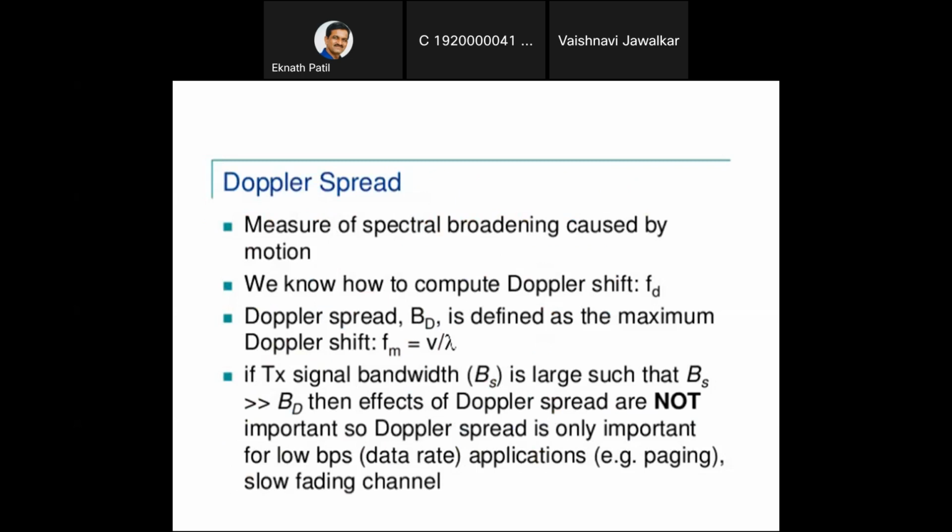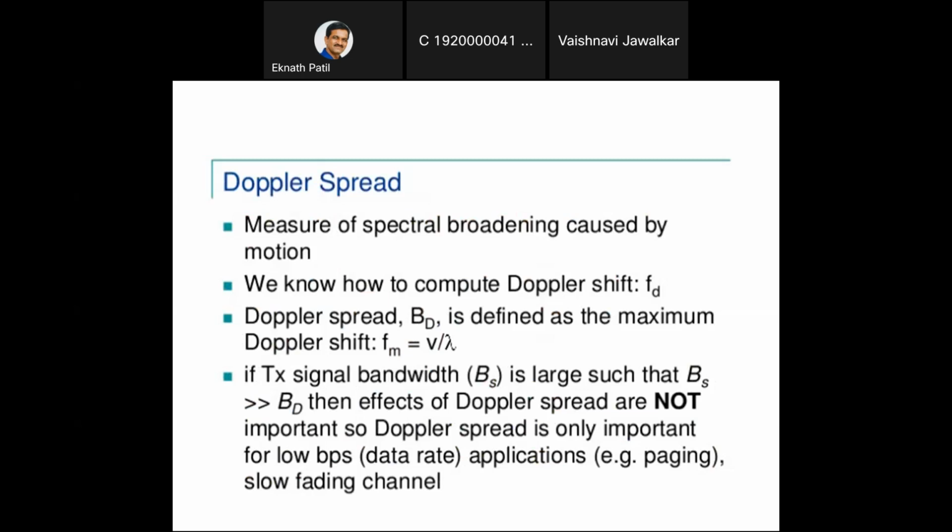What is this v by lambda? v is the velocity and lambda is the signal wavelength. If the transmitted signal bandwidth BS is very much greater than BD, then the effects of the Doppler spread are not important. The Doppler spread is only important for low bps, that is low data rate applications, for slow fading channels.